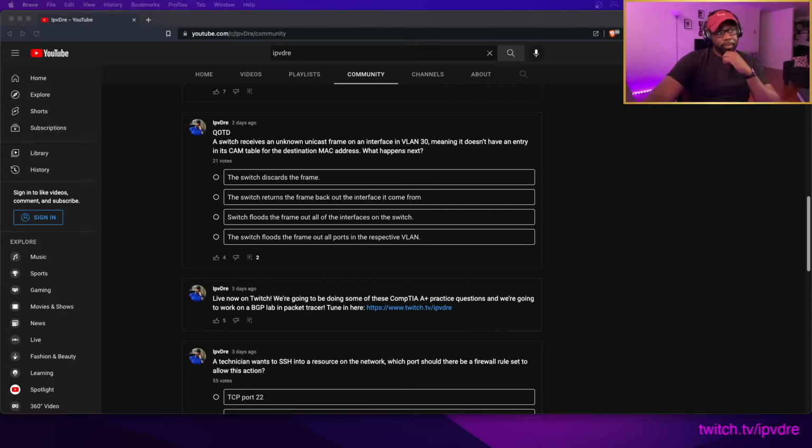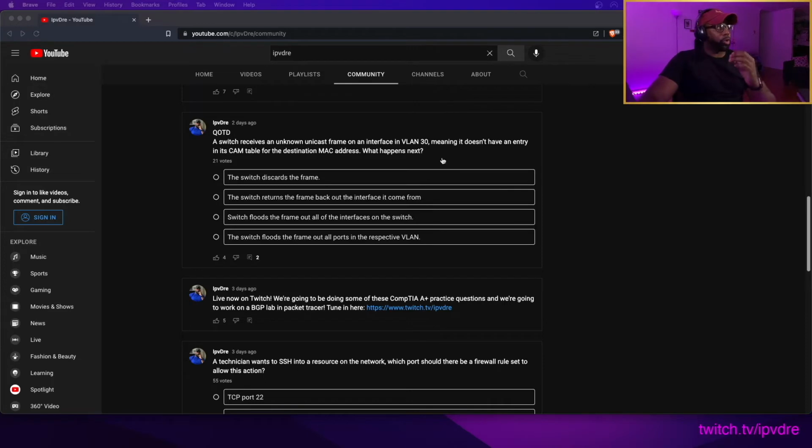So 29% of you said the switch discards the frame. 24% of you said the switch returns the frame back out the interface it came from. 5% said the switch floods the frame out all of the interfaces on the switch. And the switch floods the frame out of all ports in the respective VLAN, that's 43%. This was a nice question because I got a nice distribution of answers as far as the percentage goes. And the answer is the switch floods the frame out all ports in the respective VLAN.